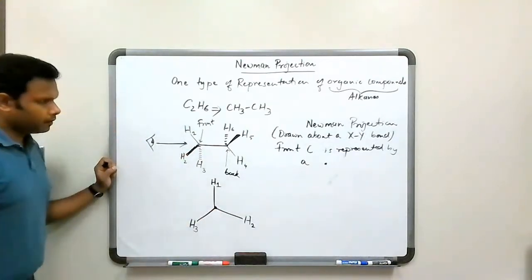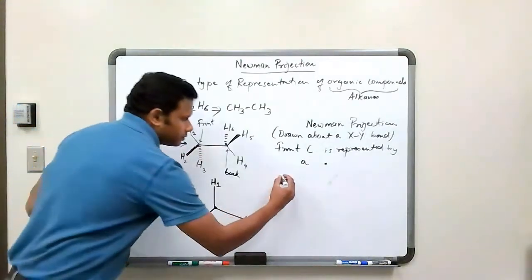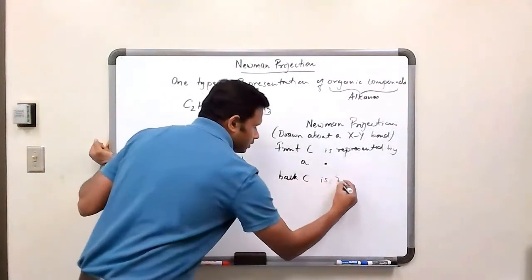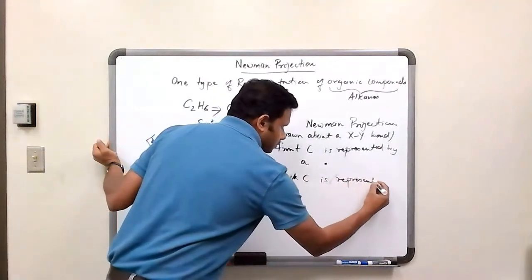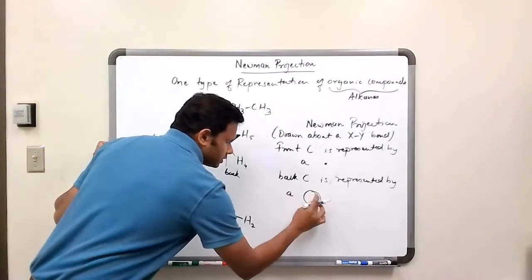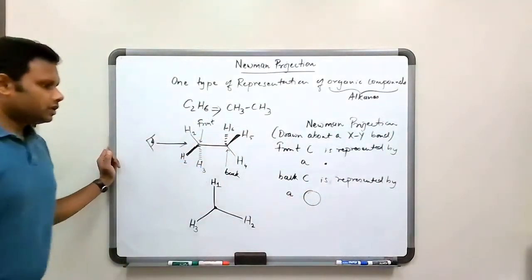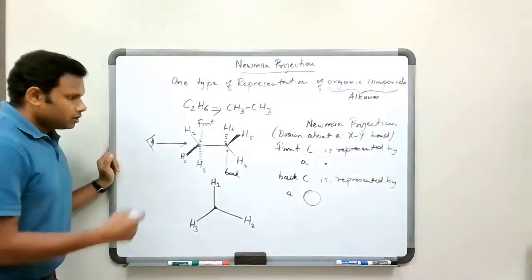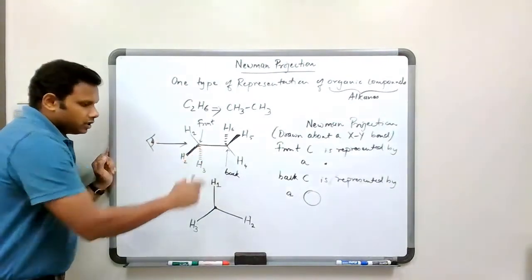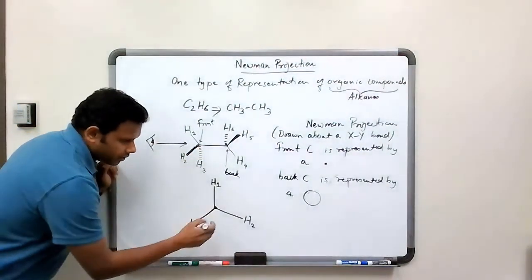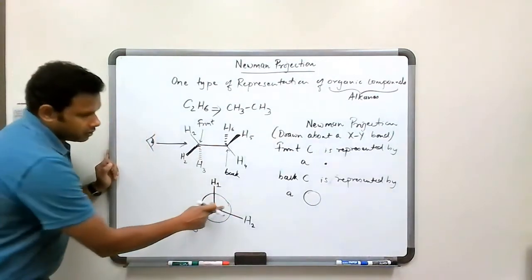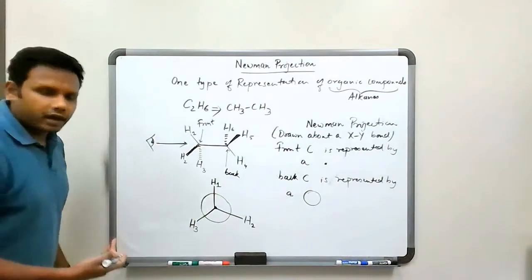This dot here is the front carbon. The back carbon is represented by a circle. So the back carbon is behind the front carbon, and since this is the front carbon, I'm going to draw the back carbon as a circle here. That circle represents the back carbon.